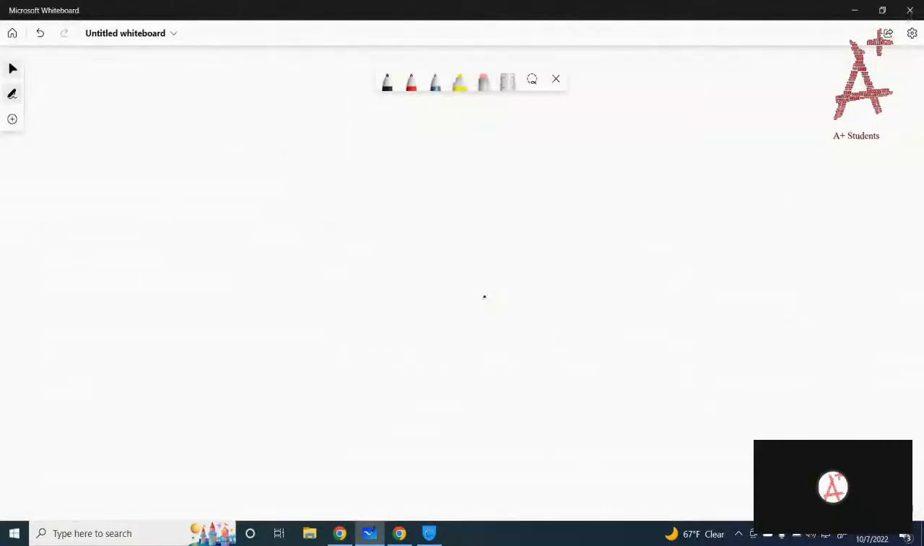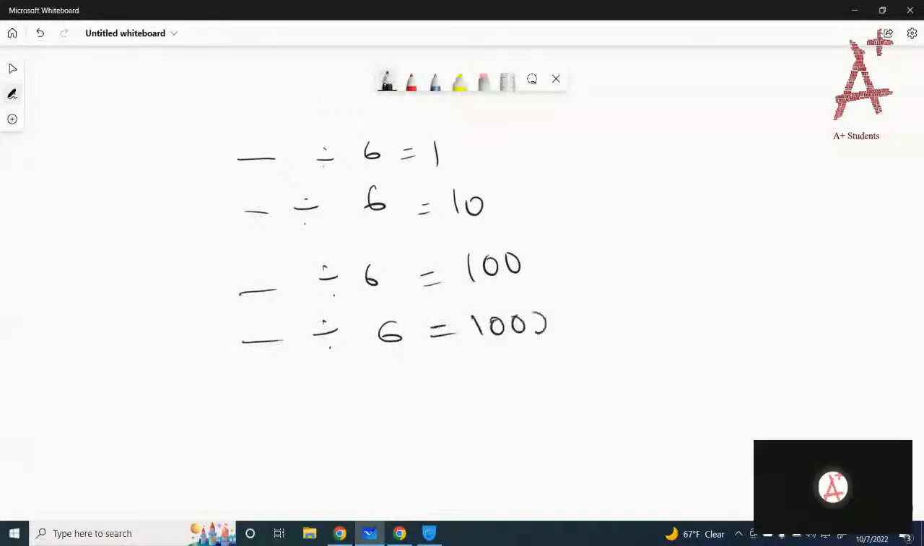Complete the pattern. The missing number divided by 6 is 1. Then the missing number divided by 6 is 10. Then the missing number divided by 6 is 100. And then the missing number divided by 6 is 1000. Got it? You have to find the missing number.